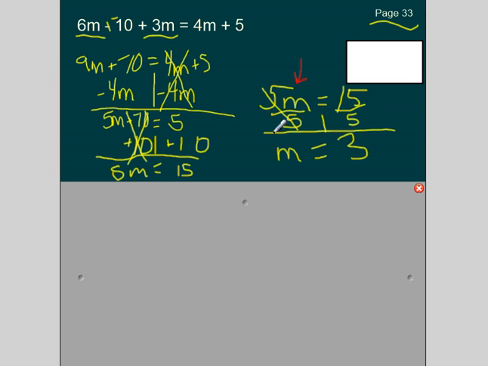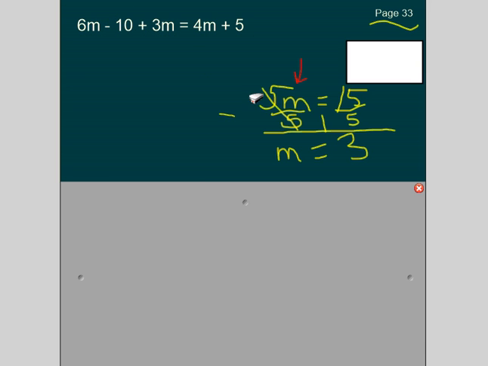Okay? And you can always check this. That's the great part about algebra. You can plug this m into this original equation. In fact, I think I'm going to show you that because I think that's important. You can take that m and plug it into your original equation. So I can do 6 times m, which is 3, minus 10, plus 3 times m, which is 3 again, equals 4 times, 1 second, m, which is 3, plus 5.